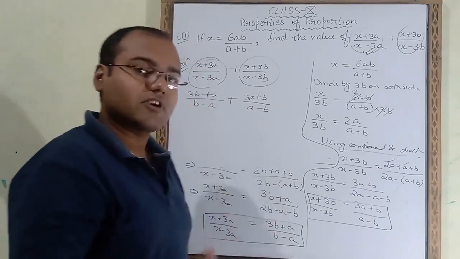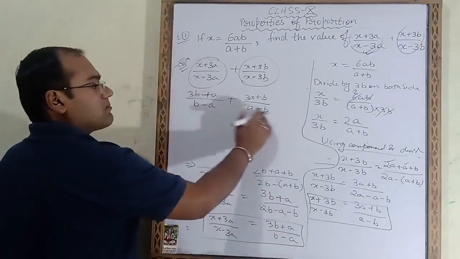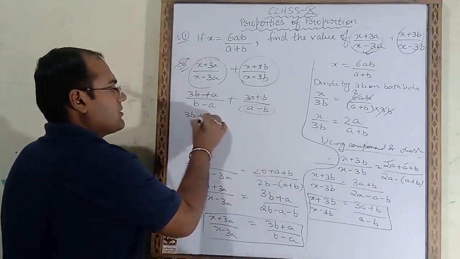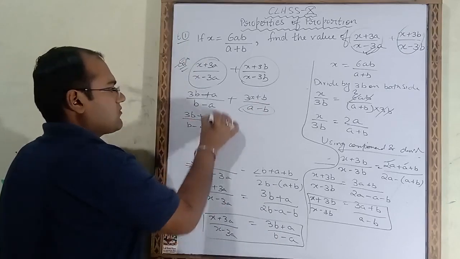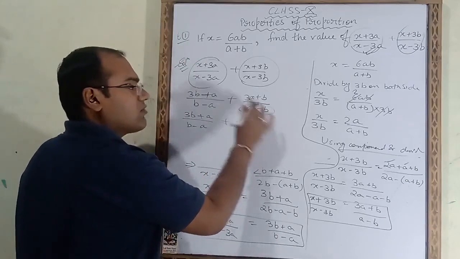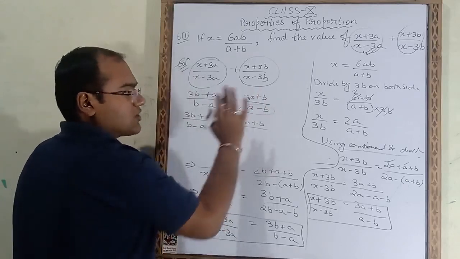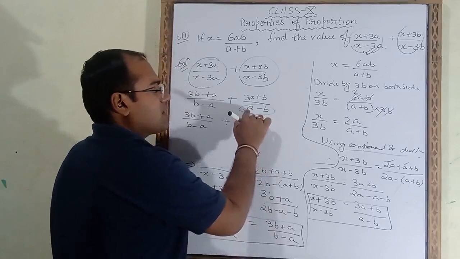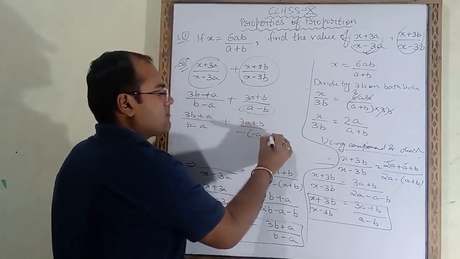So in such a case, we will take minus common from these two terms. 3b plus a upon b minus a, this full we write as it is, plus 3a plus b we write as it is. From these two terms we will take minus common. When we take minus common, this will become minus a and this will become plus b.